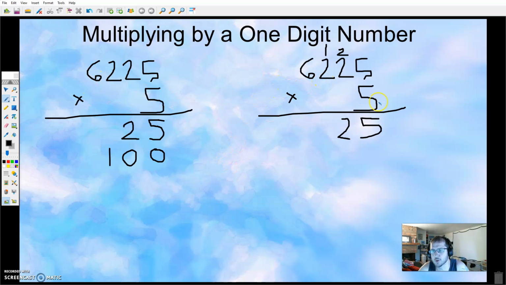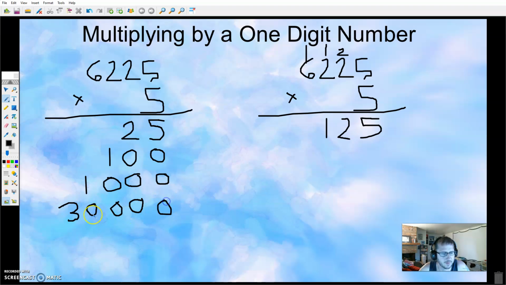We're now in the hundreds. 200 times 5 is 1,000. So we're going to write out our 1,000. We have 2 times 5 is 10, plus 1 is 11. That puts my 1 down and carries my 1. So I've got my 1 up here, and then 125, 125. And then our last digit, 6,000 times 5. Well, 6 times 5 is 30, so 6,000 times 5 is going to be 30,000. Here, 6 times 5 is 30, plus 1 is 31. So 31,125.